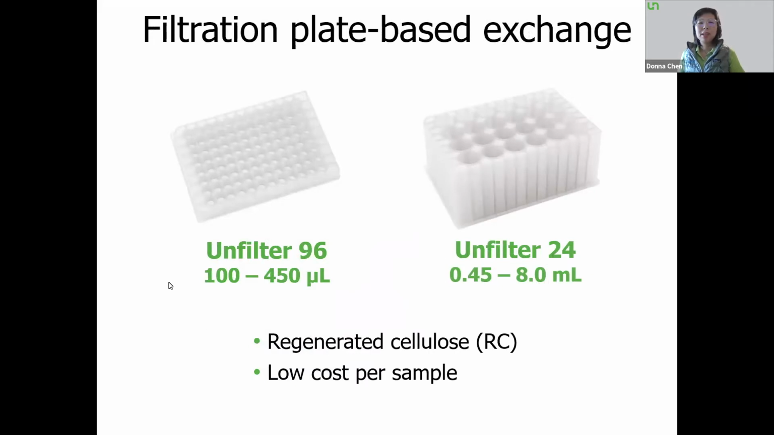Big Tuna is a filtration plate-based buffer exchange system. It uses 2 types of SBS standard format filtration plates to do the buffer exchange. We have the Unfilter 96 and the Unfilter 24. The Unfilter 96 does 96 exchanges all at the same time, all in one run, with a sample range from 100 microliters all the way to 450 microliters. And for the Unfilter 24, the volume range starts from 450 microliters all the way to 8 ml.